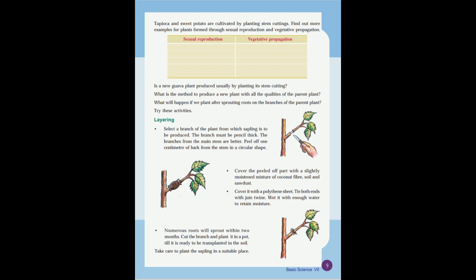Now you can cut the branch and plant it in a pot till it is ready to be transplanted into the soil. After growing for some time in the pot, you can change it onto the soil. Take care to plant the sapling in a suitable place, because in the beginning we told you suitable place and soil are all necessary for a plant's growth. Isn't it so? So will you try this?